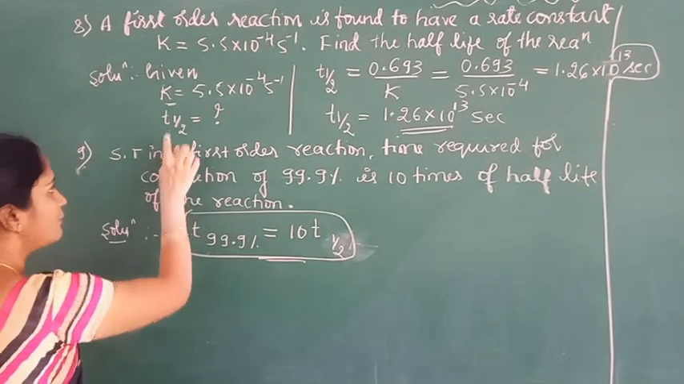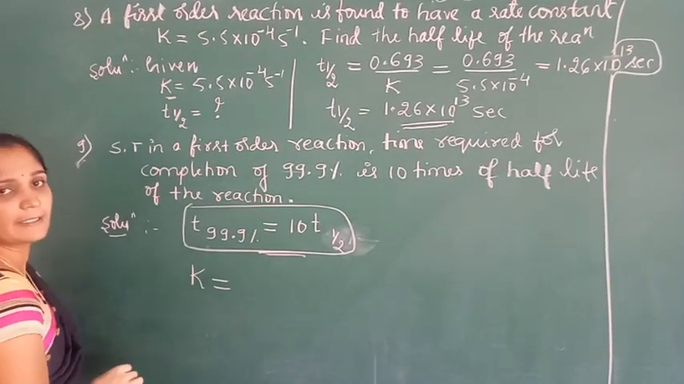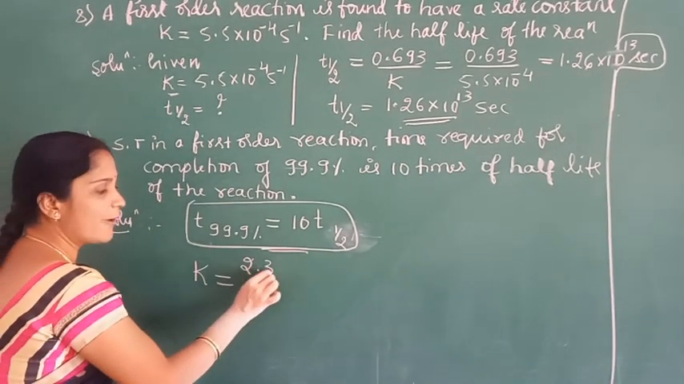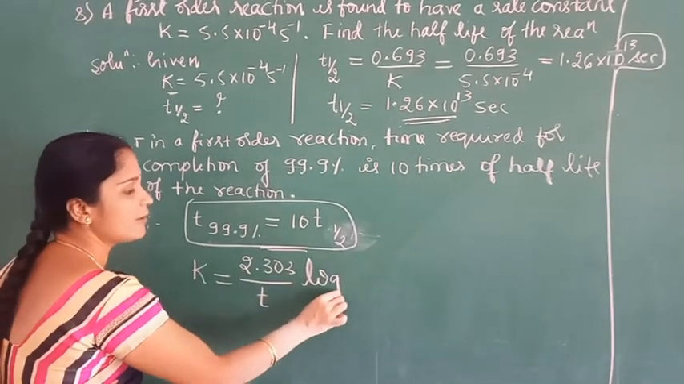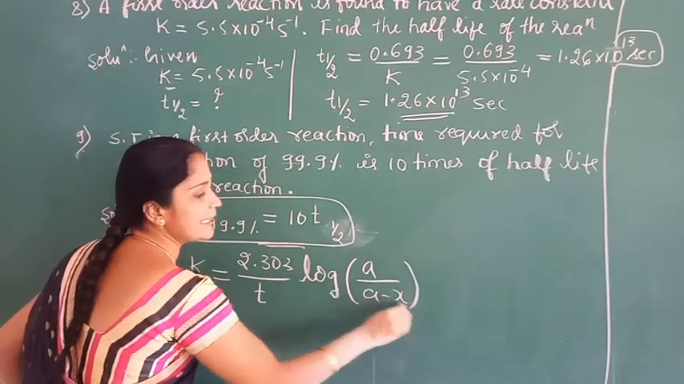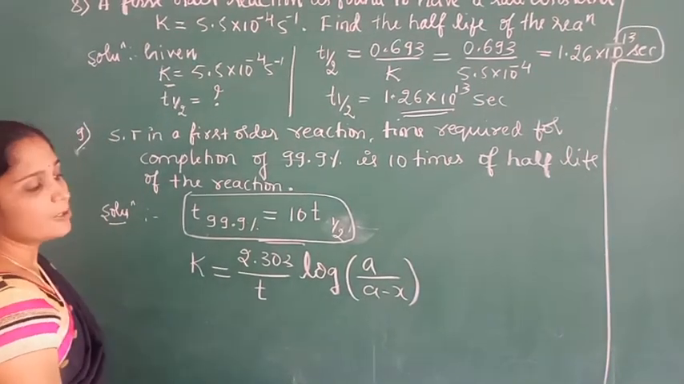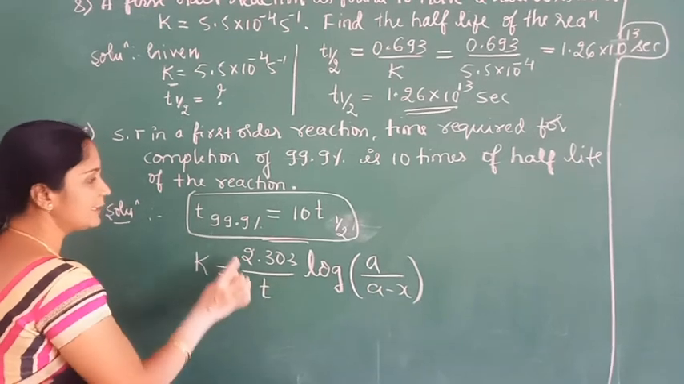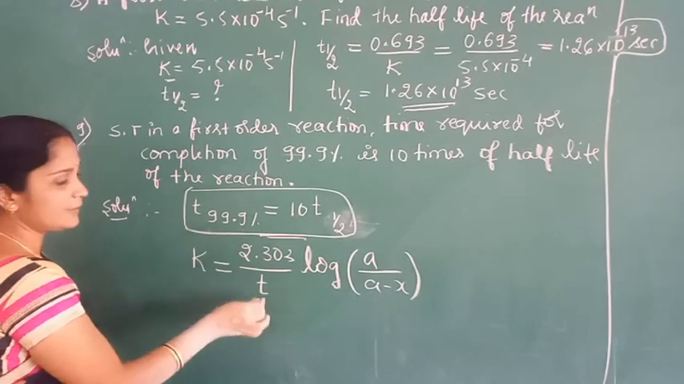So we know that the integrated rate constant expression for a first order reaction is K equals 2.303 by T log of A divided by A minus X. Here A is the initial concentration of the reactant and A minus X is the concentration of the reactant at any time T. So here we have to calculate the time required for 99.9% completion.